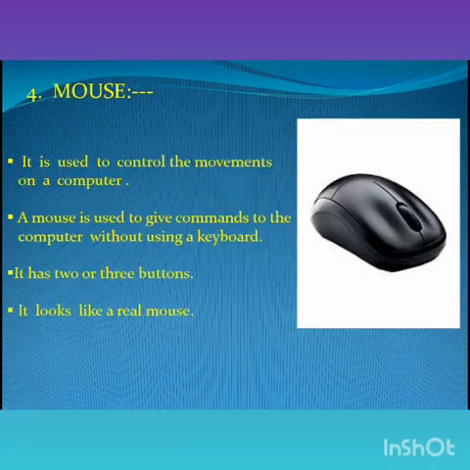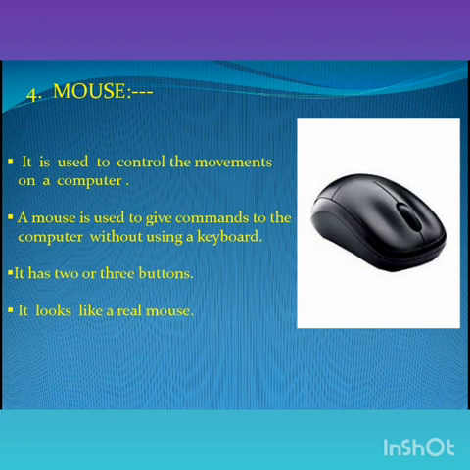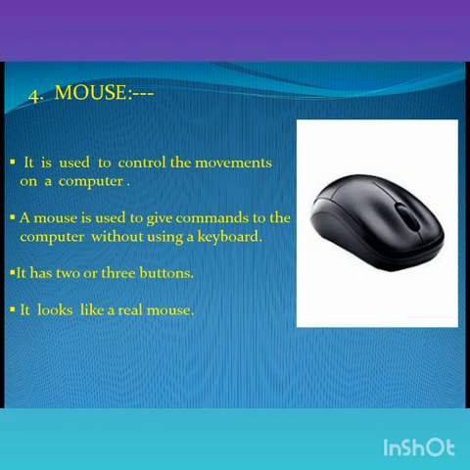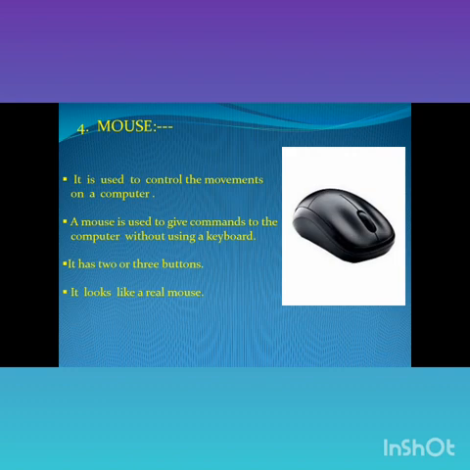Students, the third main part of a computer is called the mouse. The first point is look at this picture. This is a mouse and here is the pointer. It is used to control the movement on a computer. So through the mouse we can control the movement on a computer. The second point is a mouse is used to give commands to the computer without using a keyboard.